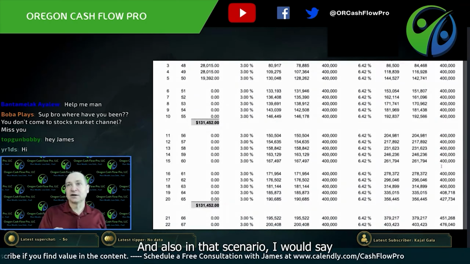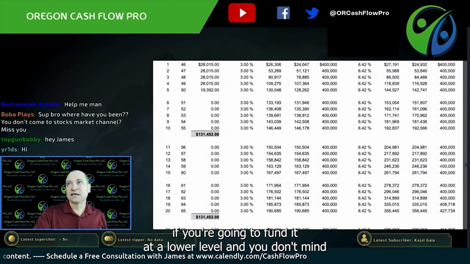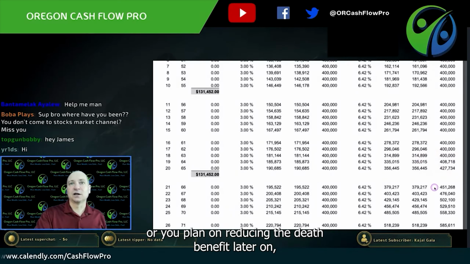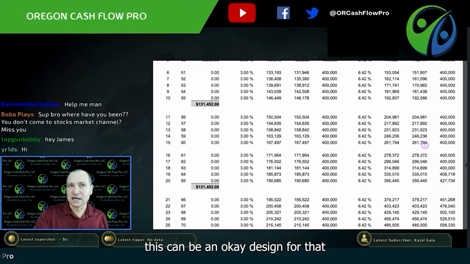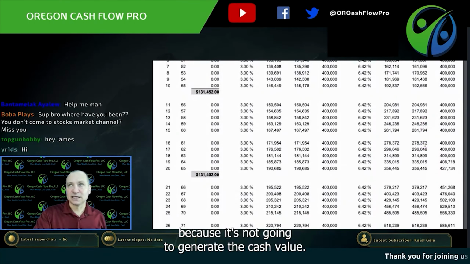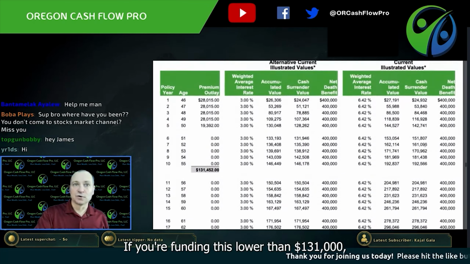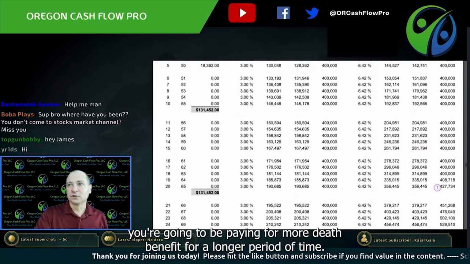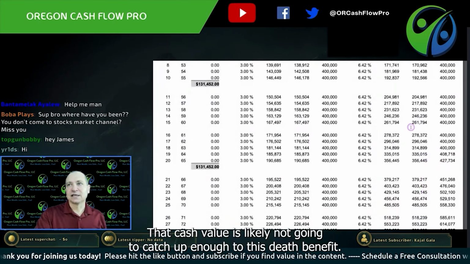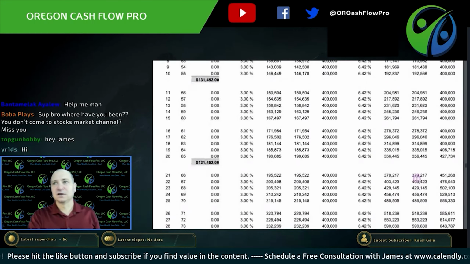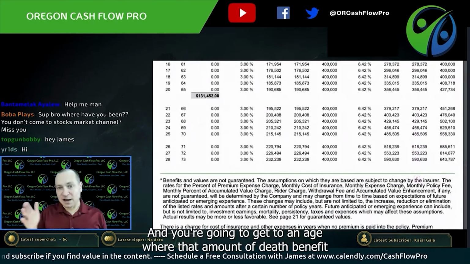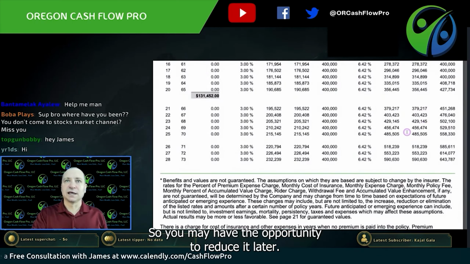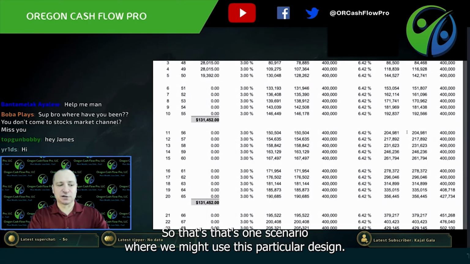Okay. And also in that scenario, I would say if you're going to fund it at a lower level and you don't mind, or you plan on reducing the death benefit later on, this can be an okay design for that, because it's not going to generate the cash value. If you're funding this lower than 131,000, you're going to be paying for more death benefit for a longer period of time. That cash value is likely not going to catch up enough to this death benefit. And you're going to get to an age where that amount of death benefit gets more and more expensive. So you may have the opportunity to reduce it later. That's one scenario where we might use this particular design.